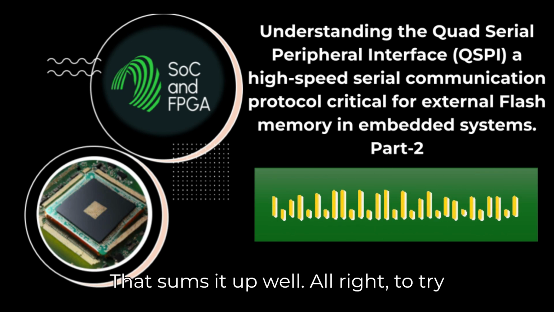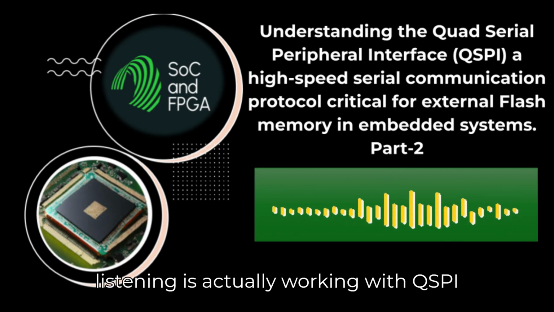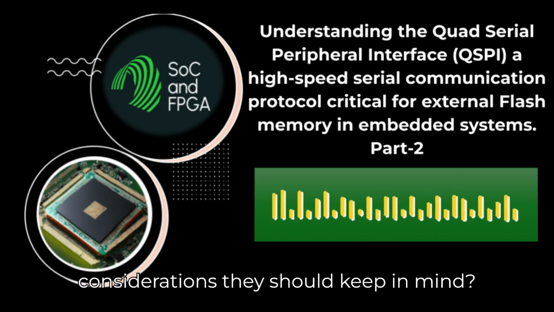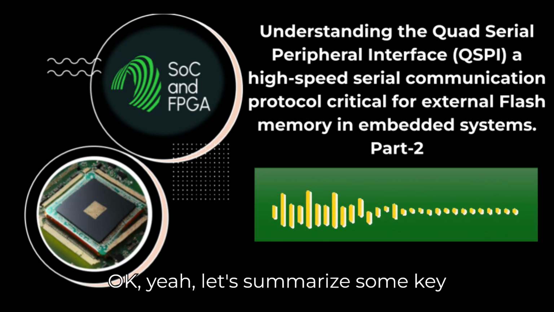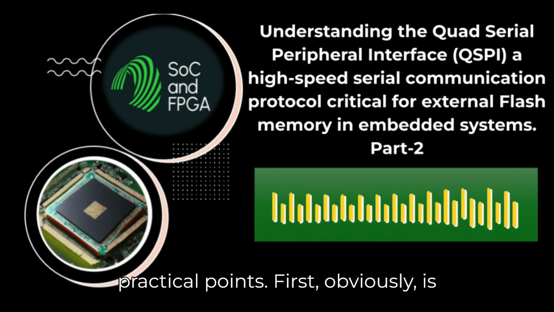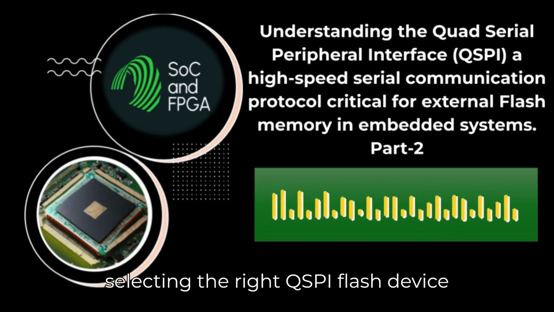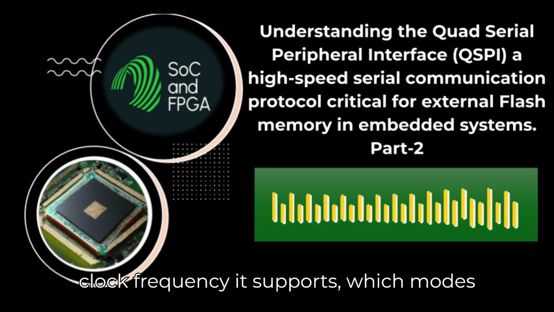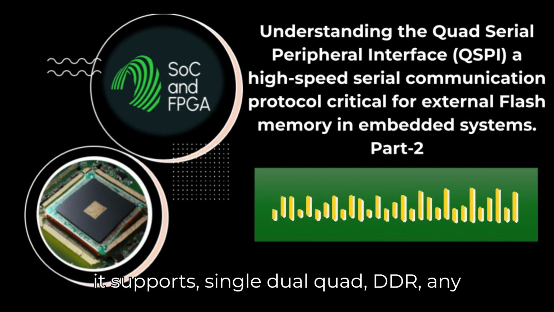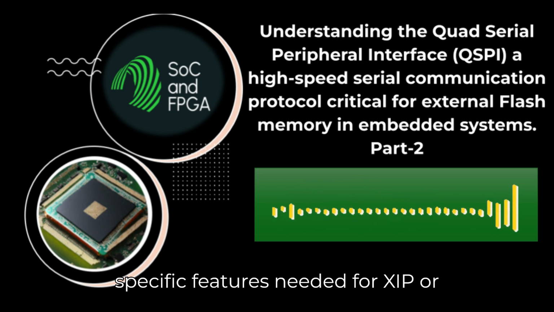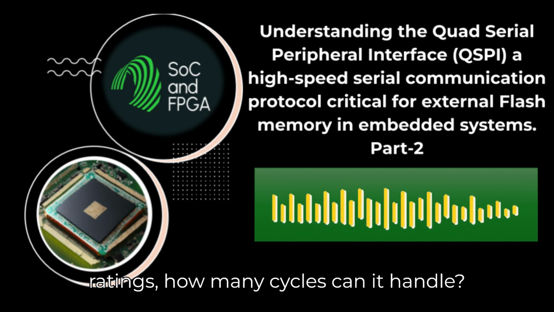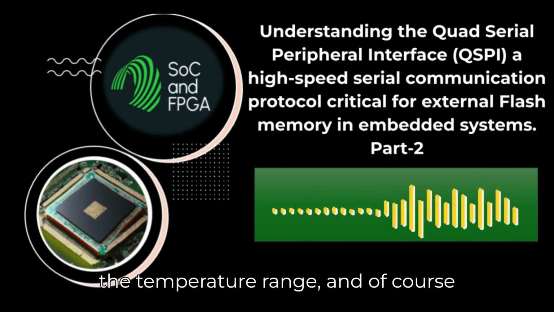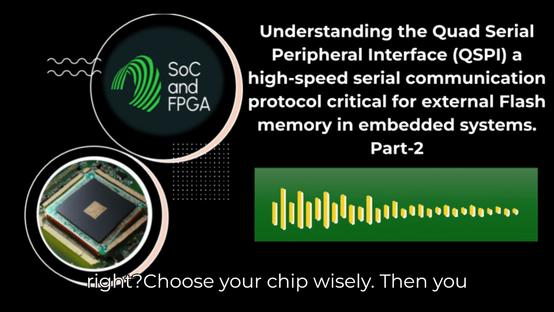All right, to try and wrap all this up, if someone listening is actually working with QSPI in a real product design, what are the most important practical tips or considerations they should keep in mind? Okay, yeah. Let's summarize some key practical points. First, obviously, is selecting the right QSPI flash device itself. You need to consider the required density, how much storage, the maximum clock frequency it supports, which modes it supports, single, dual, quad, DDR, any specific features needed for XIP or security, its write/erase endurance ratings, how many cycles it can handle, the operating voltage, the package type, the temperature range, and of course, vendor support and documentation quality. Right. Choose your chip wisely.